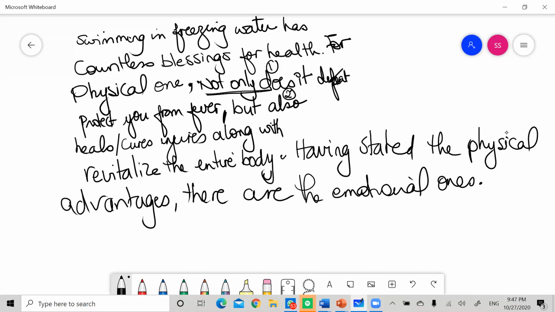Okay, and then I am going to repeat not only, but in the exam, I don't want you to repeat not only again. You have to use another structure. But today, as we are focusing on this rule, I want you to repeat the rule here because we are just practicing the rule, okay?